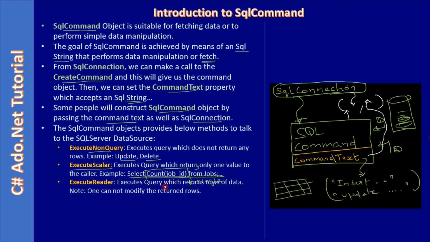The other method is ExecuteReader. ExecuteReader executes a query which returns rows of data. Note, one cannot modify the returned rows. If you are writing a select statement, say for example select star from Jobs, which means all the records and all the columns, we know that it is returning a table of data. If that's the case, you can make a call to ExecuteReader.